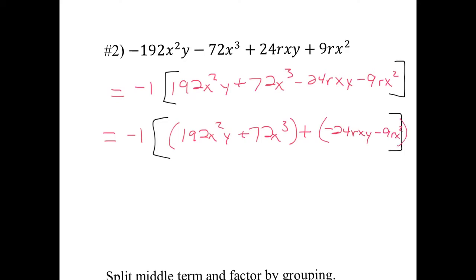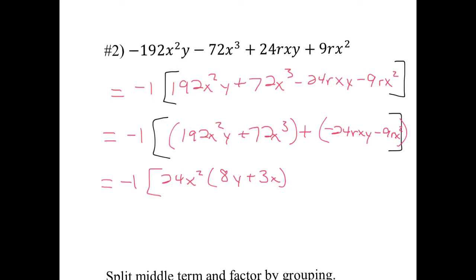Find the GCF of each group. This first group has a GCF of 24x squared. So I write that in front of the brackets, or the parentheses, and I'm left with 8y plus 3x. And I know I'm left with that because if I put into a calculator 192 divided by 24, I get 8. X squared, all that goes into the front. I'm left with a y. That's why there's a y here. If I divide 72 by 24, I get 3. X cubed divided by x squared is x.